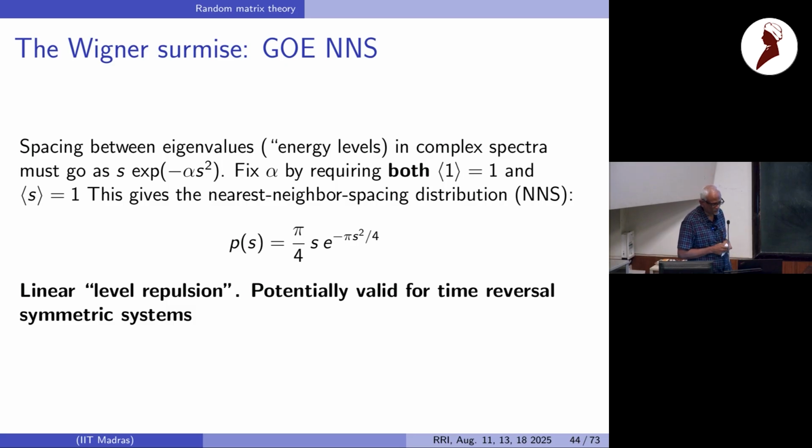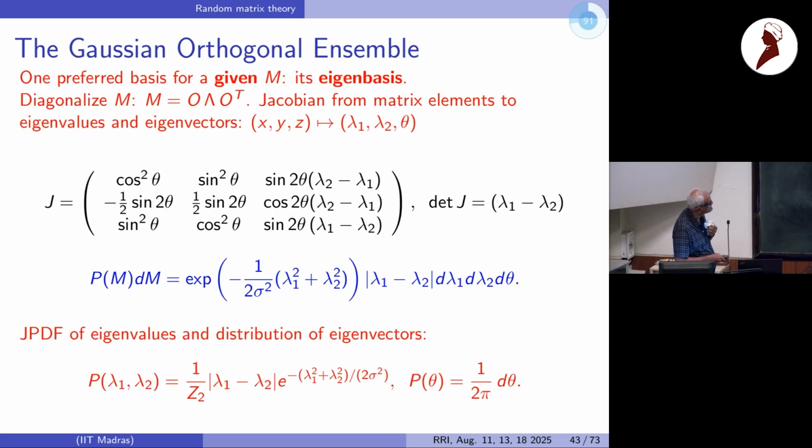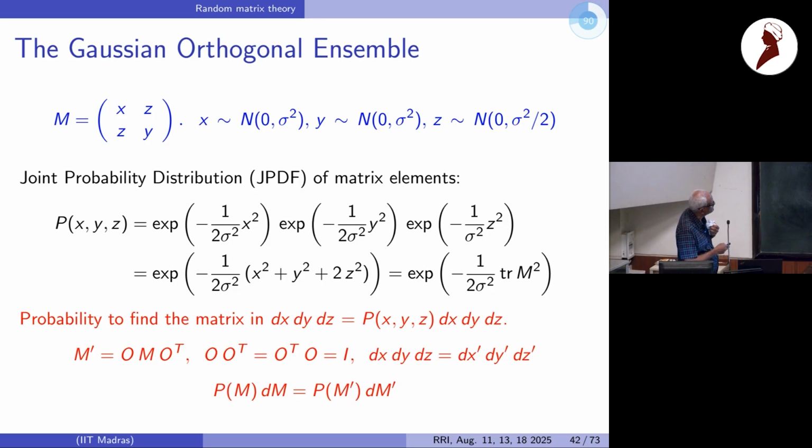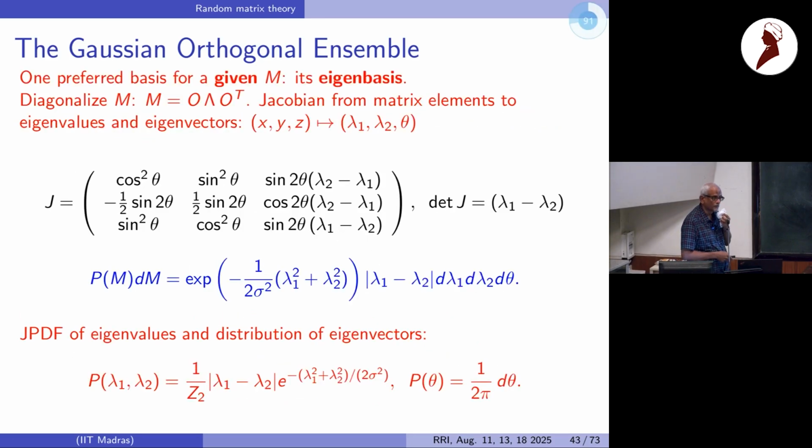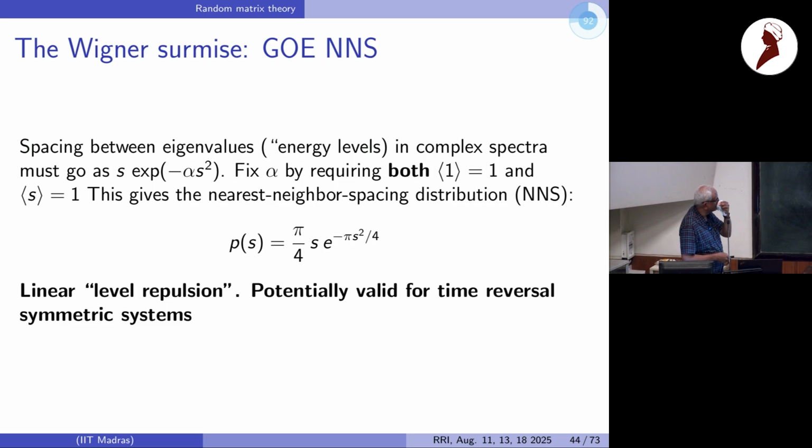So it's a very interesting thing that a 2 by 2 random matrix gives you something for an n by n random matrix to a very good accuracy. So there is supposed to be a linear level repulsion because s is to the power of 1. And it's potentially valid for a time reversal symmetric system because we assumed that this was a real matrix. Yeah, it's a more complicated expression, but it is approximately this, to a very good approximation.